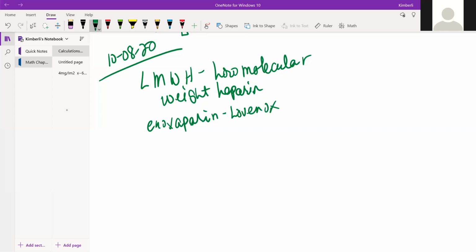This is the second paragraph on calculating insulin doses in units. U100 insulin syringes are used to administer U100 insulin. So U100 means 100 units per milliliter.